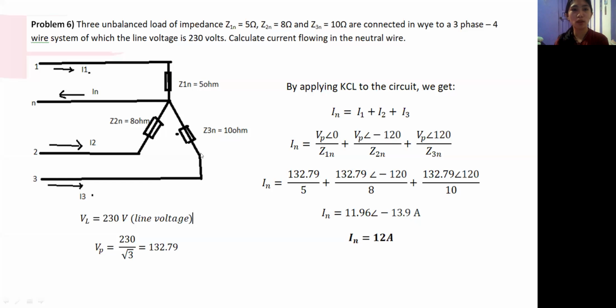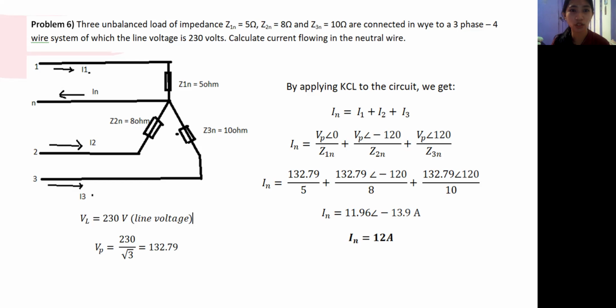Another problem: we are given a three-phase unbalanced load of impedance Z1N equals 5 ohms. As you can see, this is the same problem as earlier. Z2N equals 8 ohms and Z3N equals 10 ohms. They are connected in Y to a three-phase four-wire system. The difference is that it is connected in a four-wire system, while the earlier one was a three-phase three-wire system.